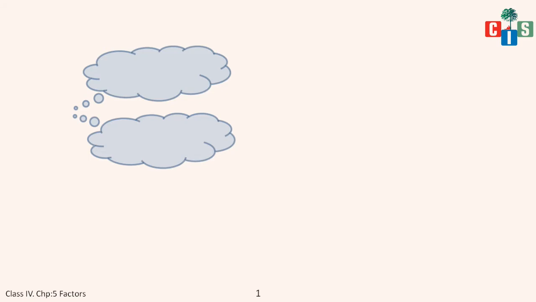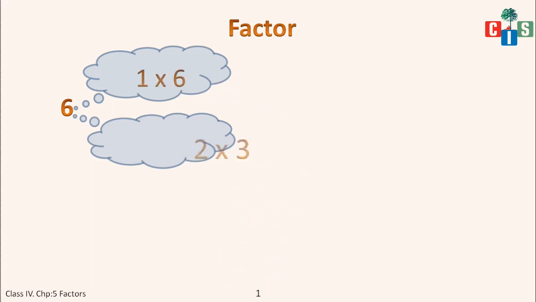Now how to find a factor of any number. Let's take a number that is 6. Now you have to ask yourself, how can we write 6 as a product of two numbers? We can write 6 as 1 multiplied by 6 and also 2 multiplied by 3. Is there any other combination you can think of? No, there isn't any. So the factors of 6 are these four numbers, that is 1, 6, 2 and 3.